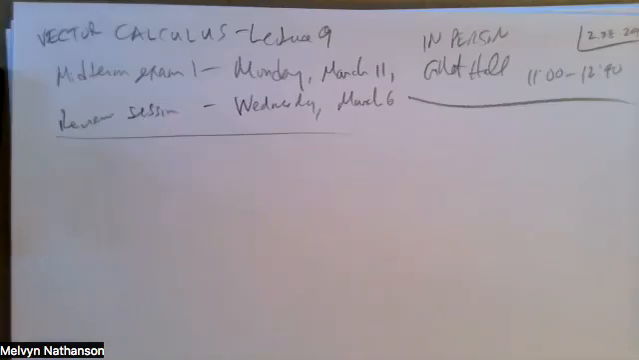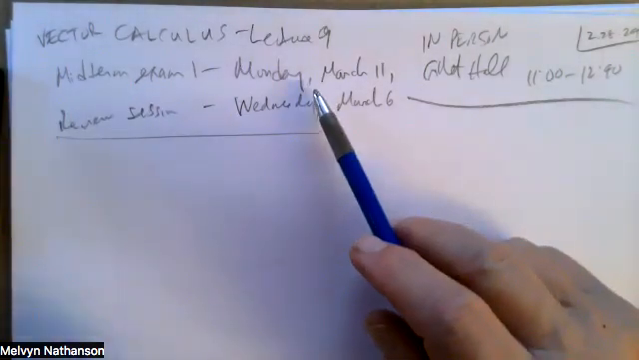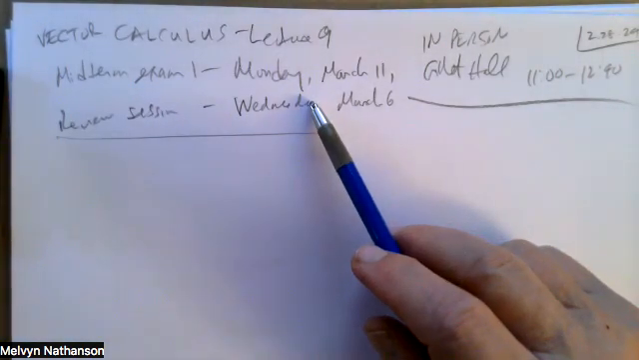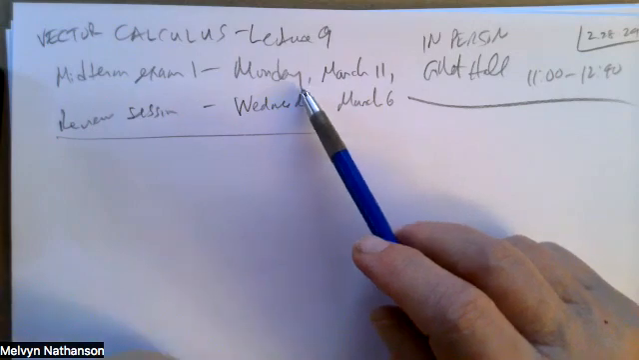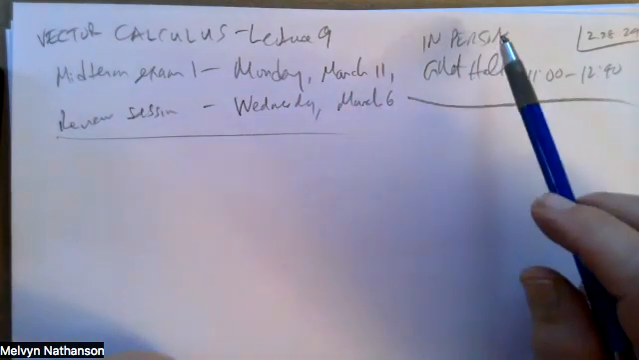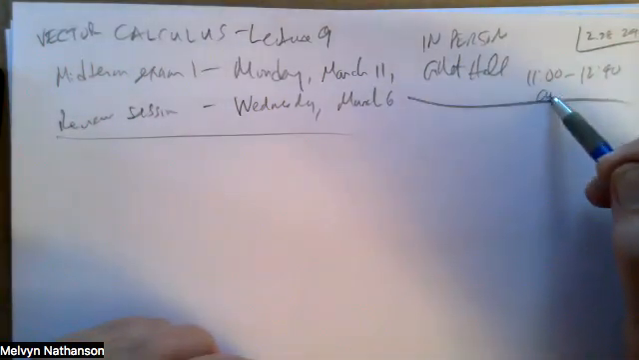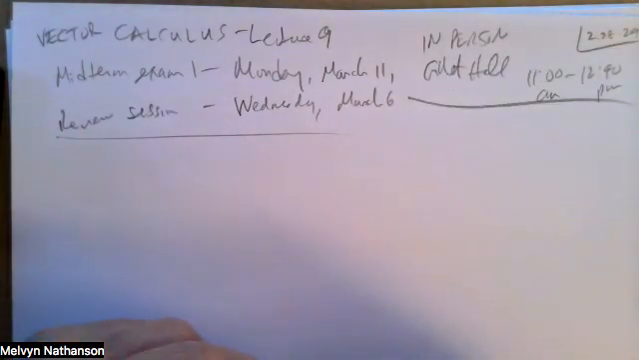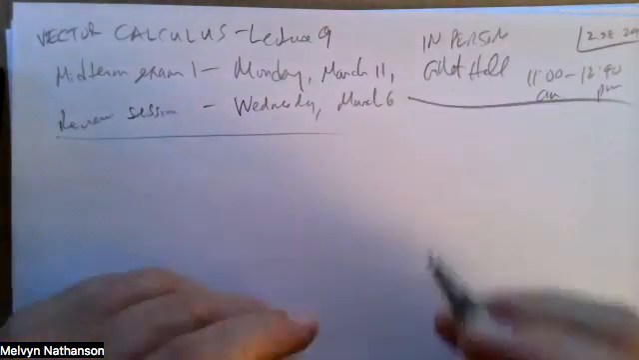So this is vector calculus lecture number 9. And I remind you that midterm exam 1 is in just less than 2 weeks, Monday, March 11th, in person on campus in Gillette Hall during regular class time, 11 a.m. to 12:40 p.m. We'll be doing new material today and Monday. Next Wednesday, the 6th, a week from today, we'll have a review session in class, and the exam is the Monday after that.